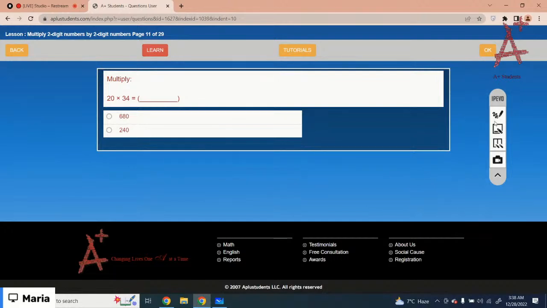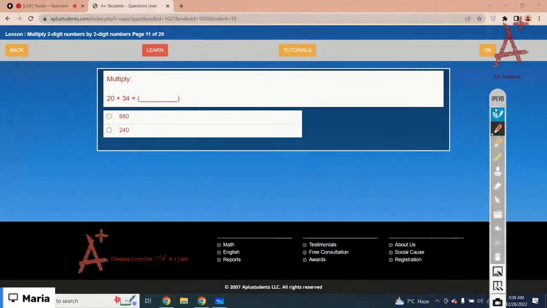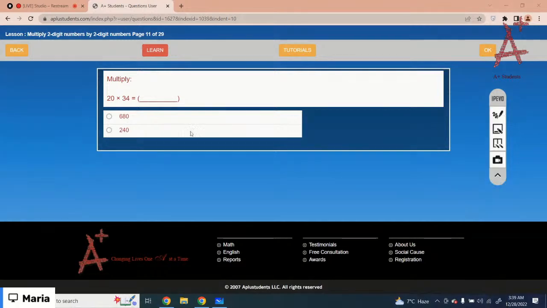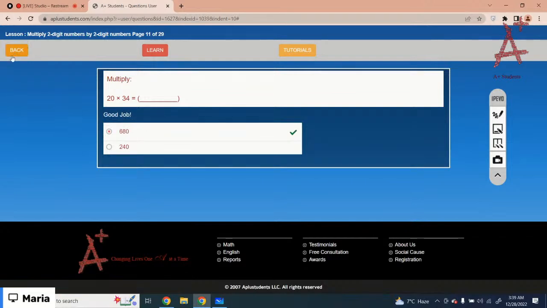Okay, the next one is 34 times 20. So let's just do 34 times 2. Got it? 2 times 4 is 8 and 2 times 3 is 6. Got it? You have one zero with the number, so just add the zero. It would be 680. Got it? So just select the correct option, then click on the OK button.